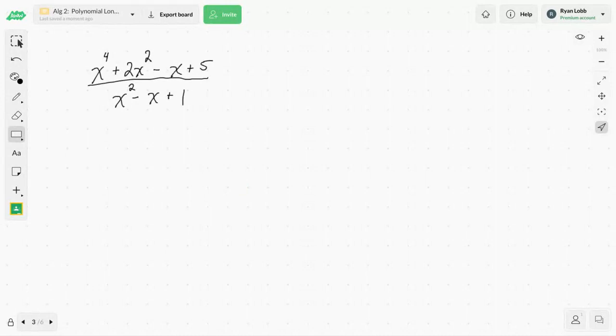So this one, x to the fourth plus 2x squared minus x plus 5 divided by x squared minus x plus 1. All right. What are we going to do here? Same thing. Set up our division.